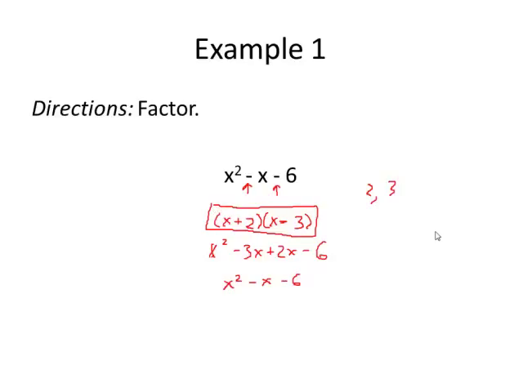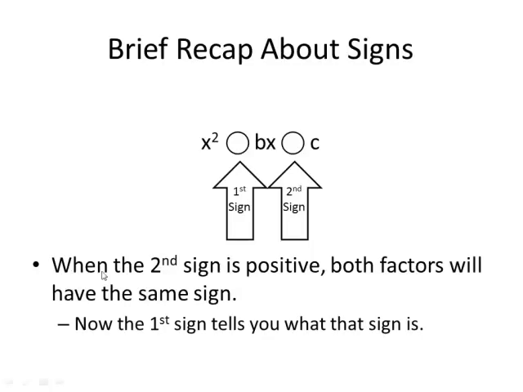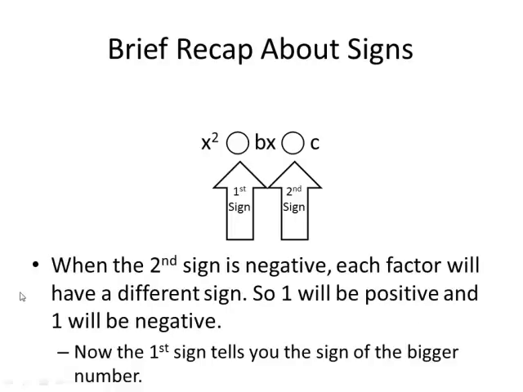So to review, when the second sign is positive, both factors will have the same sign. Then the first sign will tell us what that sign is. When the second sign is negative, each factor will have a different sign. So this means that one will be positive and one will be negative. In this case, the first sign will tell us the sign of the bigger number, as in that example that we just saw. Now, how did I find those numbers 2 and 3?